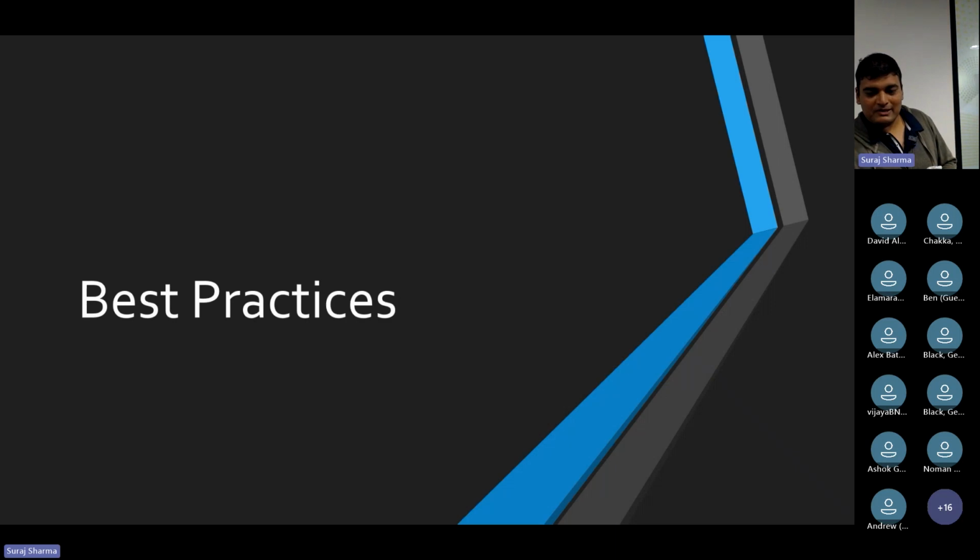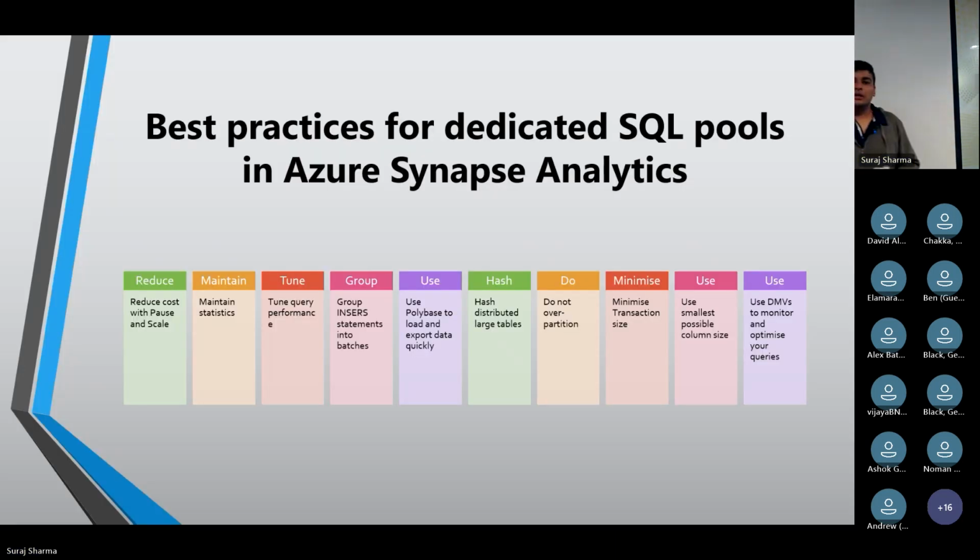So what are the best practices that we should look for? The best practices for the dedicated pool in Azure Synapse Analytics: reduce cost with pause and scale. If you don't need a dedicated pool running 24/7, if you just need it for a delta load, say 4 or 5 hours, you can scale up before your delta pipeline starts and scale down after the delta pipeline finishes. That way you save a lot of money.